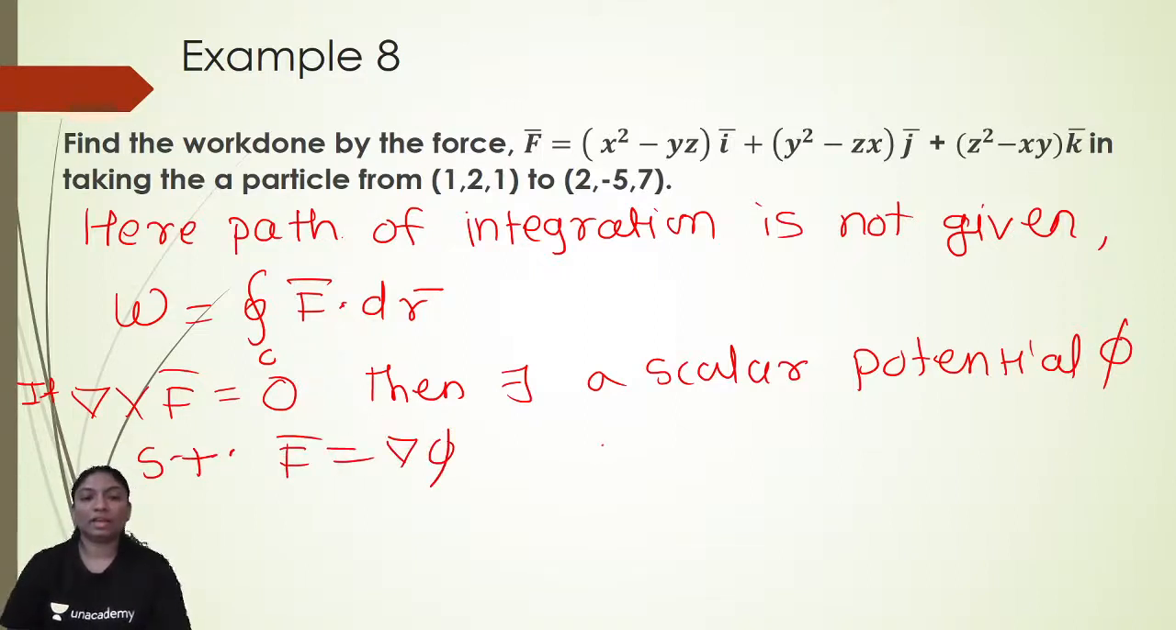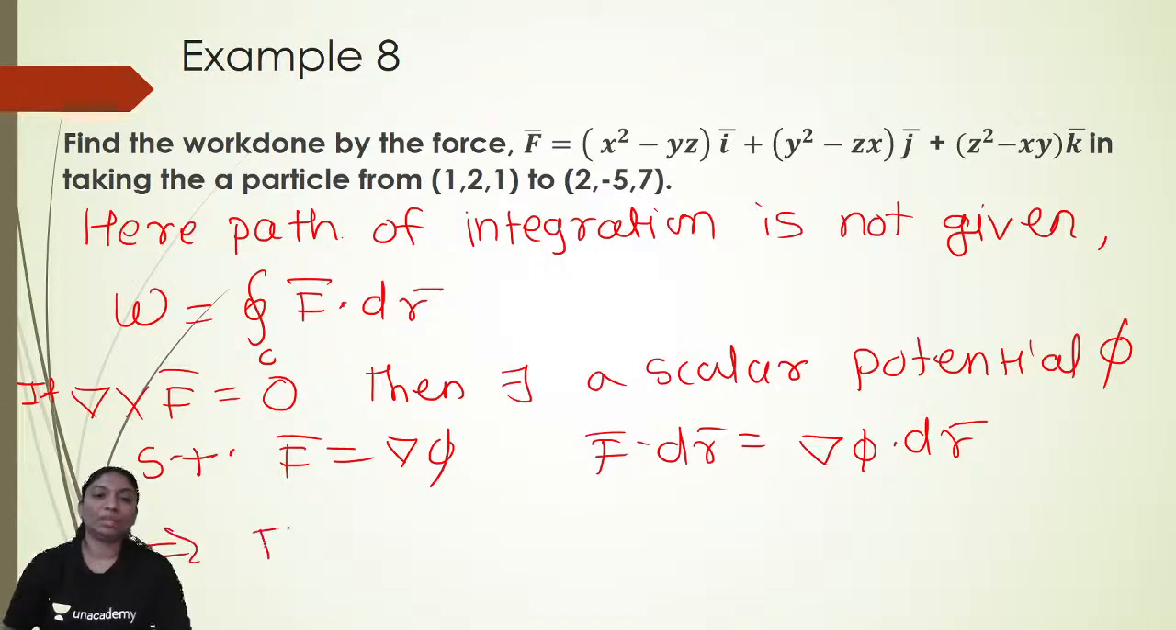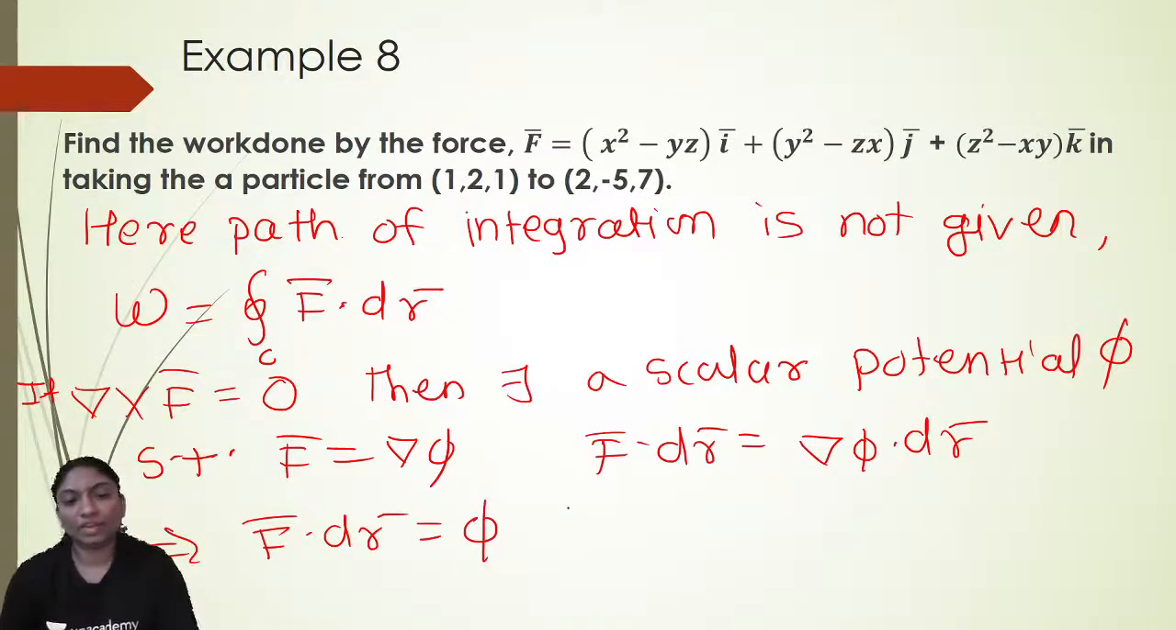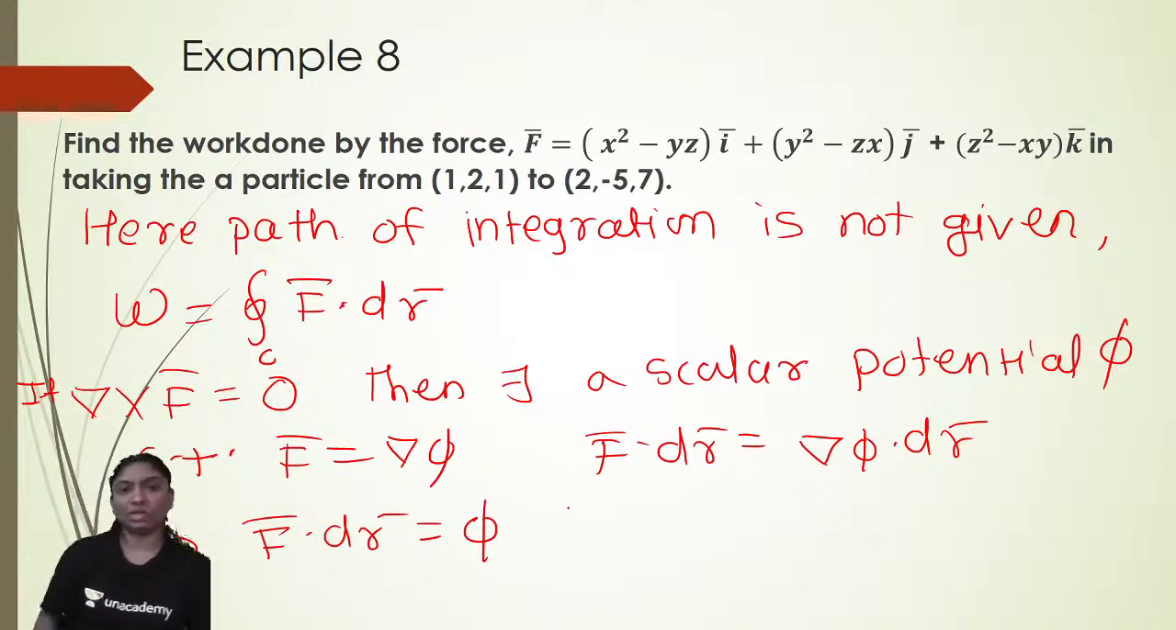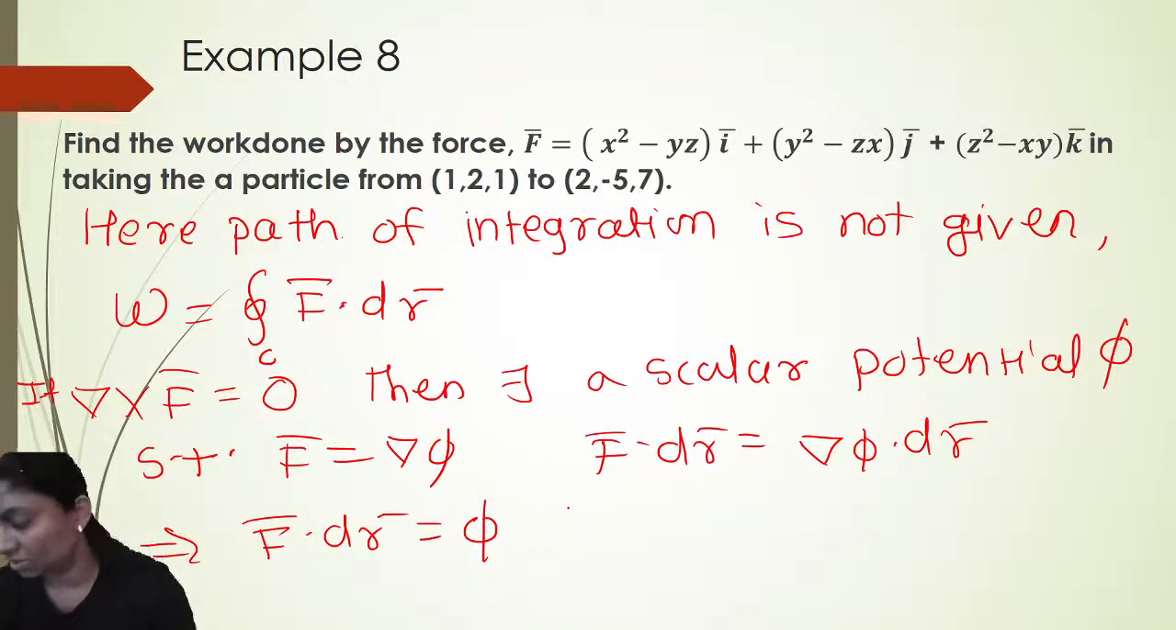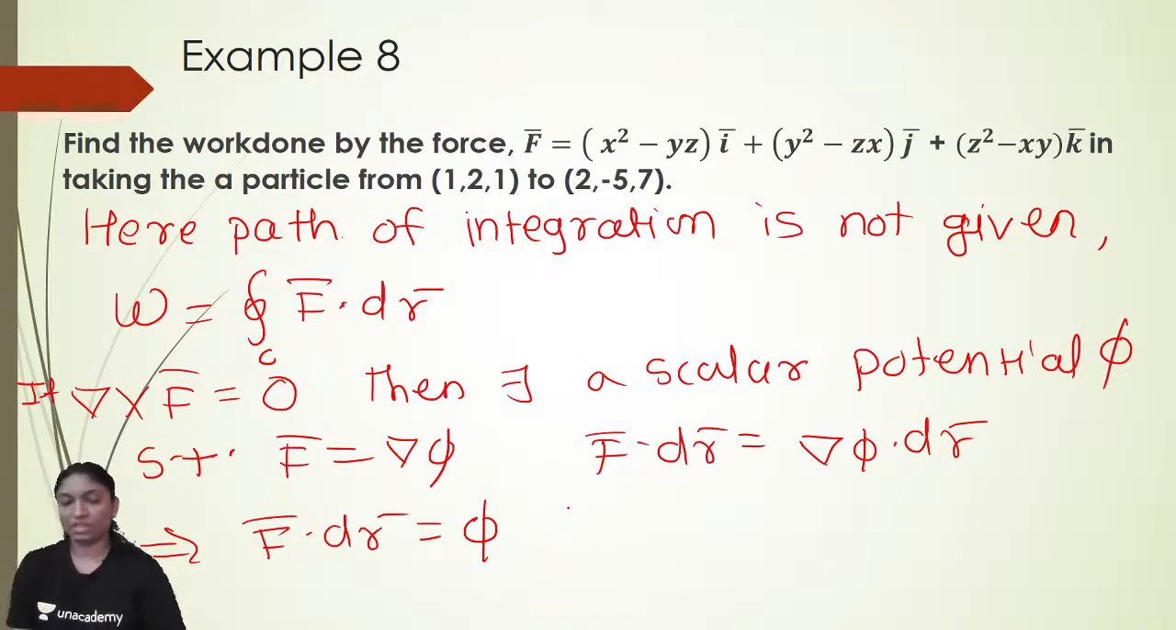Okay. So we will calculate F bar dot dr bar is equal to del phi dot dr bar, which implies the integral of F bar dot dr bar is equal to phi. Right? So you will get phi, and after that with phi we can find out the integral from (1, 1, 2) to (minus 5, 7). So we will first of all check whether the given vector field F bar is irrotational or not. Okay. So for that we consider del cross F bar.